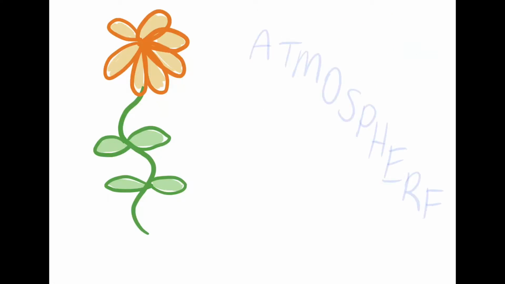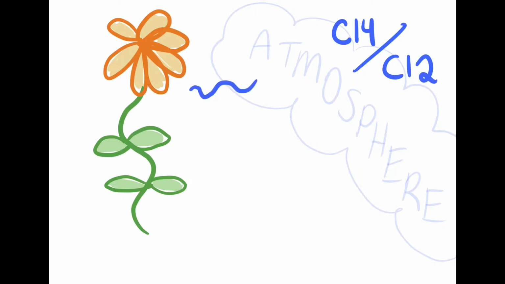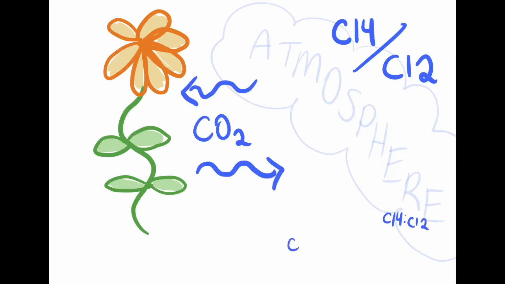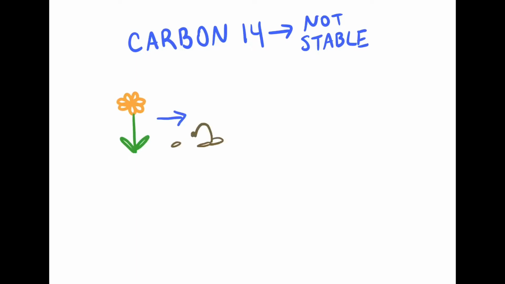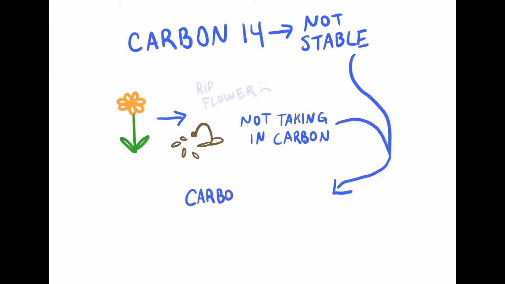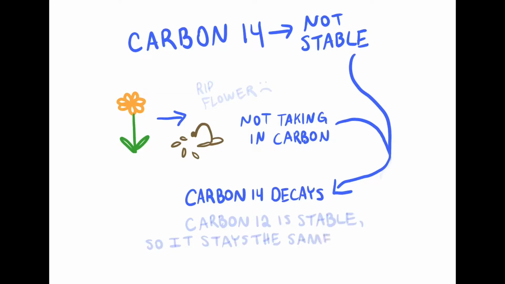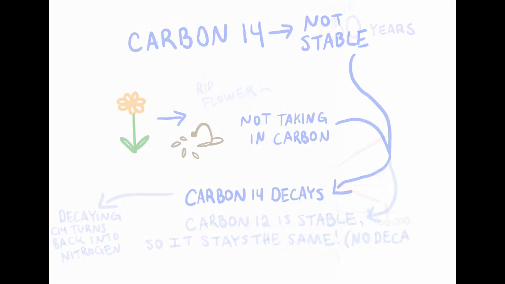Living things are constantly taking in and letting out carbon dioxide, and because of this, living things will have the same ratio of carbon-14 to carbon-12 as there is in the atmosphere at the time that it's alive. Now, because carbon-14 is unstable, it decays. So when a living thing, such as this flower, dies, the unstable carbon-14 will decay back into its original form of nitrogen at a half-life of about 5,730 years, while the stable carbon-12 remains the same and does not decay.